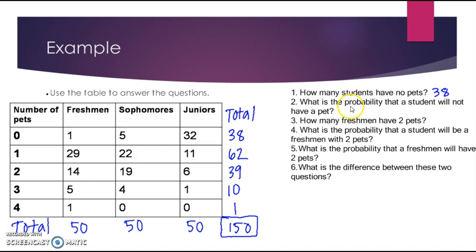Then I want to find the probability that a student will not have a pet. So remember, probability is what you want over the total. So what I want is students that do not have a pet, and that's 38. That's what we just found. So we have 38 over my grand total, which is 150. There's 150 total students. So 38 divided by 150 gives me 0.253, which we'll write as percentages. So as a percent, that would be 25.3%.